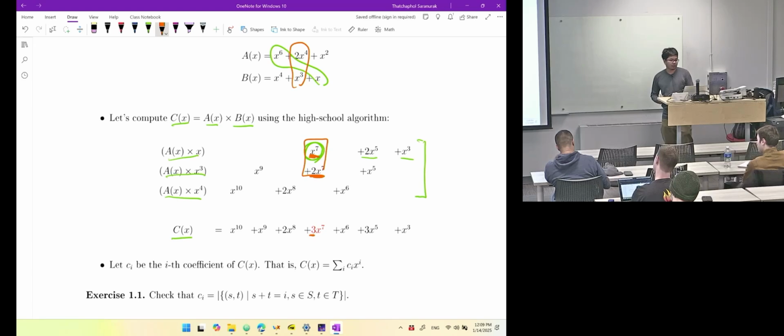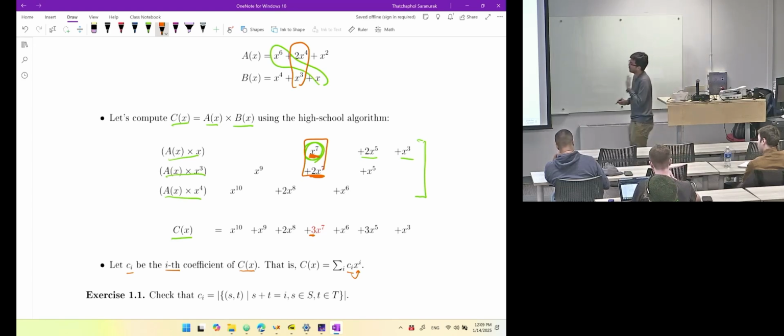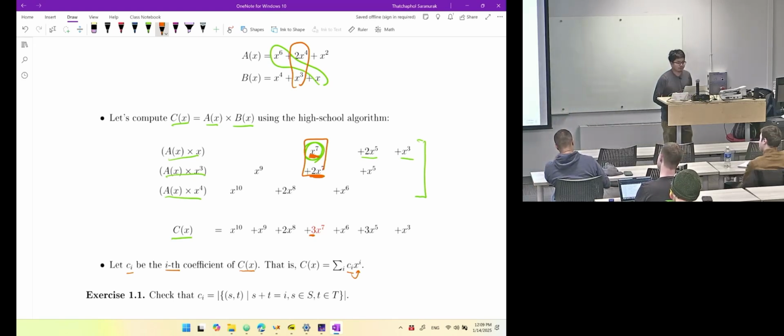So I'm going to define c_i to be the ith coefficient of polynomial C. That is, c_i is just the coefficient in front of x to the i. And I hope that from this example, you are convinced that if you want to count how many ways you can add two numbers from the sets S and T to get i, you can just look at c_i. So if you can multiply polynomials fast, then you can solve this toy problem easily.